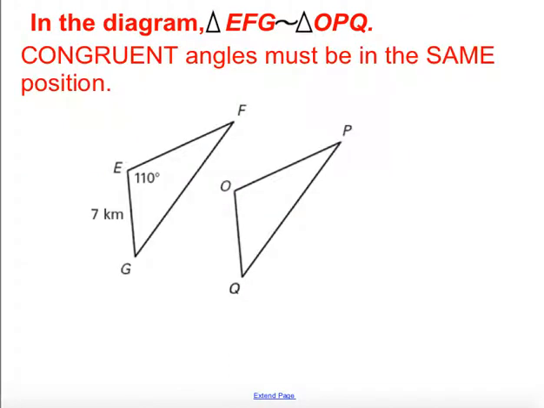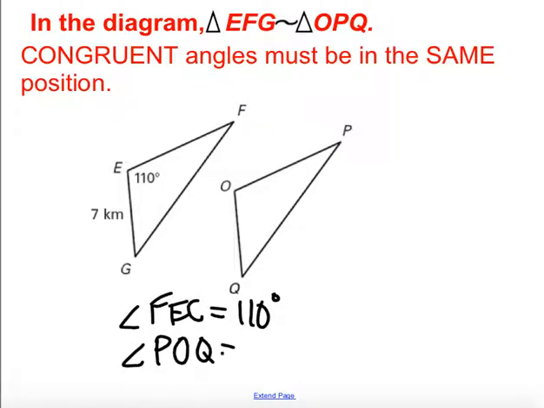So in this diagram, triangle EFG is similar to OPQ. Congruent angles must be in the same position. All we know is that they're similar. We don't really know anything about the side lengths, but we do know things about the angles. If angle FEG is 110, since it corresponds to angle POQ, that also has to be 110. These angles are congruent when we have similar triangles.